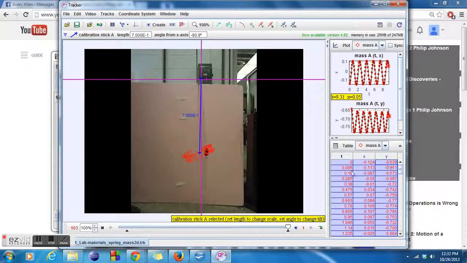The data I'm highlighting right now, I later pasted into a CSV that we will use in our model. We will use this data to compare our model to the actual experiment.